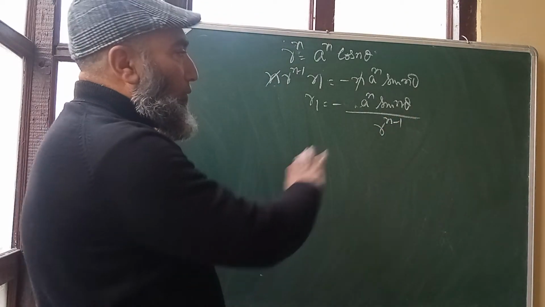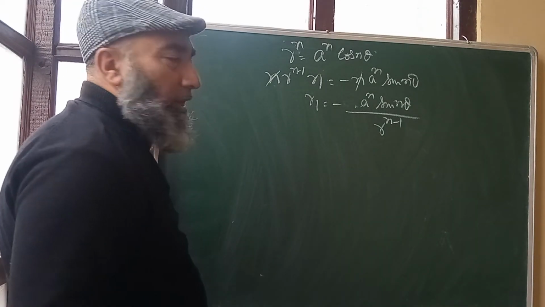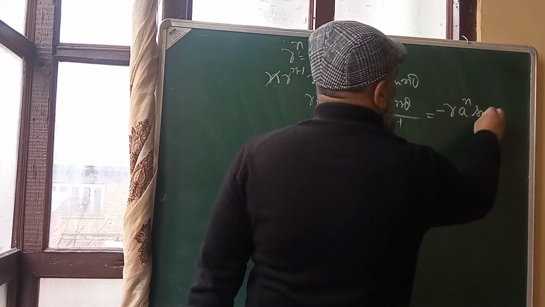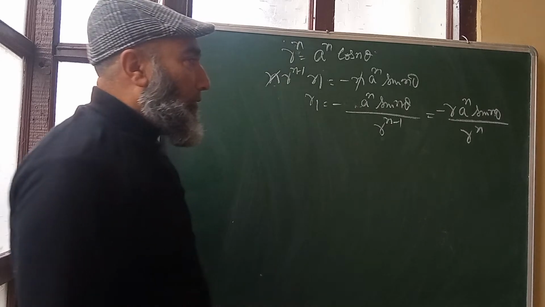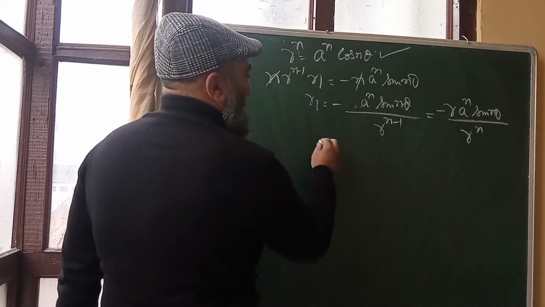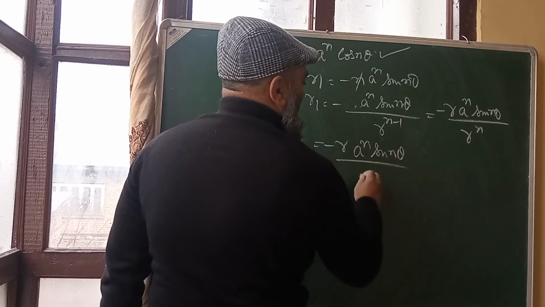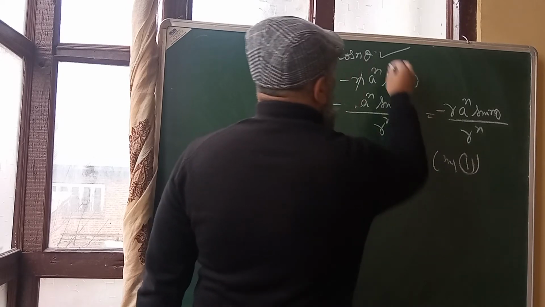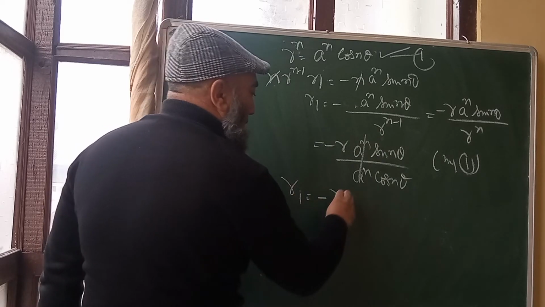See, if you do r2 like this, it will be a little bit lengthy. What you will do is write it as a^n sin n theta by r^n. r^(-1) is 1 by r, which will be r in the numerator, and you know r^n is a^n cos n theta. So this is minus a^n sin n theta by a^n cos n theta, so you have r1 equal to minus r tan n theta.